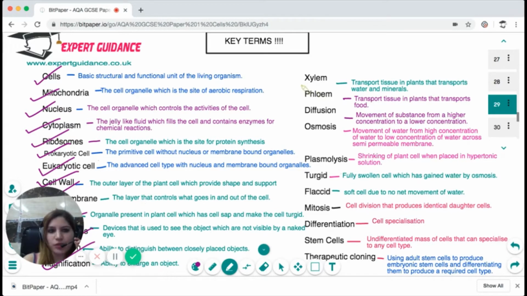Xylem is a transporting tissue that transports water and minerals. Phloem transports food. Diffusion is the movement of substances from higher concentration to lower concentration. Osmosis is the movement of water molecules from a region of high concentration of water to low concentration across a semi-permeable membrane. Plasmolysis is the shrinking of plant cell when placed in a hypertonic solution. Turgid is the fully swollen cell which has gained water by osmosis. Flaccid is a soft cell due to no net movement of water. Mitosis is cell division that produces identical daughter cells. Differentiation is cell specialization. Stem cell is an undifferentiated mass.